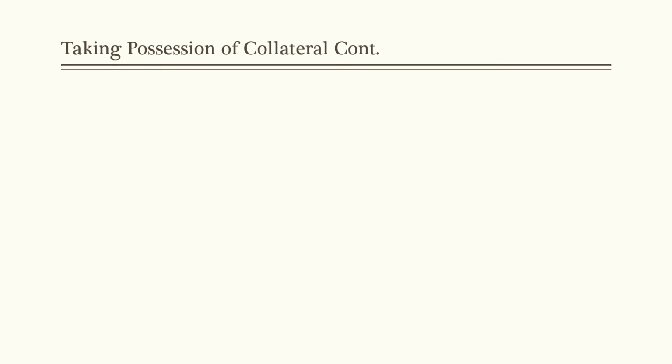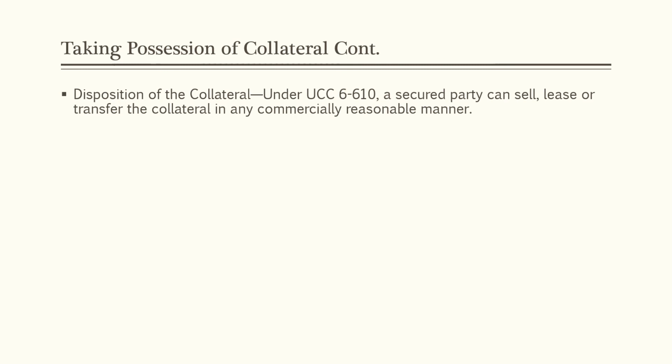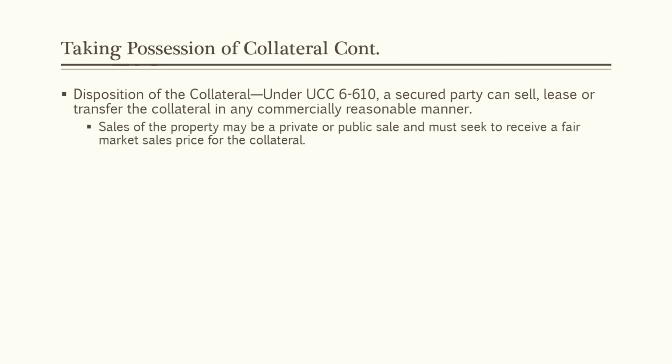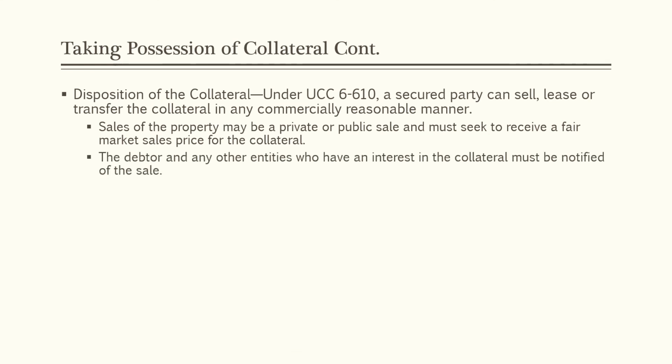The last topic we're going to cover in this half of the lesson is disposition of collateral after repossession. Under the UCC, Section 9-610, a secured party can sell, lease, or transfer the collateral in any commercially reasonable manner after repossession. Sales of the property may be a private or public sale and must seek to receive a fair market sales price for the collateral. No fire sales. The debtor and any other entities who have an interest in the collateral must be notified of the sale.